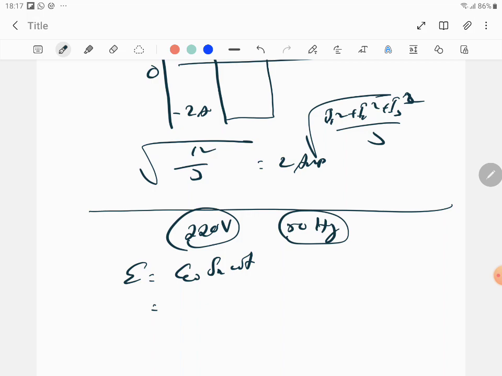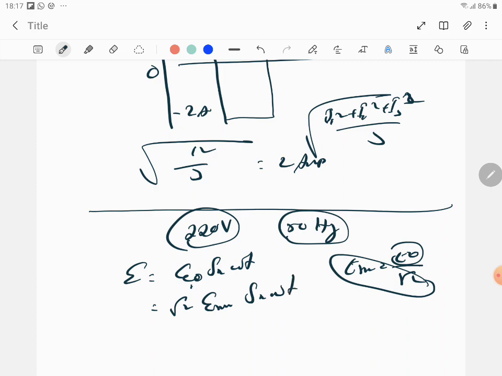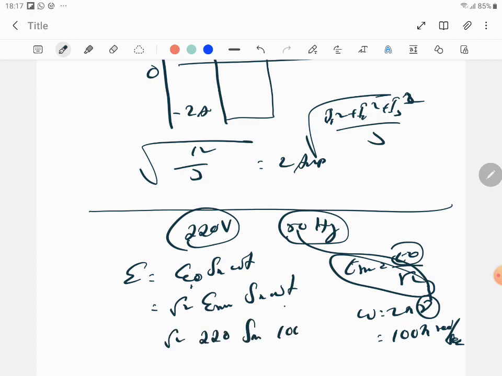That is ERMS. You know ERMS is equal to E naught by root 2, so E naught is equal to root 2 times ERMS. So it is root 2 times ERMS into sine omega t. Omega itself is 2 pi mu, where mu is 50 hertz, so it's 100 pi radians per second. So let's plug it in: E is equal to root 2 times 220 sine 100 pi into small t. That's all.